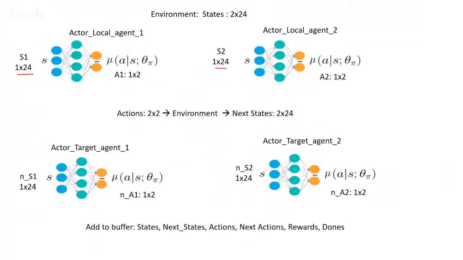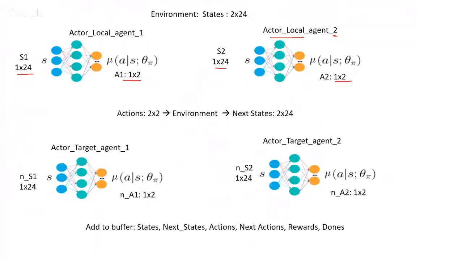Okay, so what happens with this? Let's call the top row that you got, which belongs to agent 1, S1, and the state that belongs to agent 2 S2. With S1, I input this to the actor local network of agent 1, and I get an action with dimension 1 by 2. Similarly, I input the bottom row, 1 by 24, to actor local of agent 2, and I get an action which is also of dimension 1 by 2.